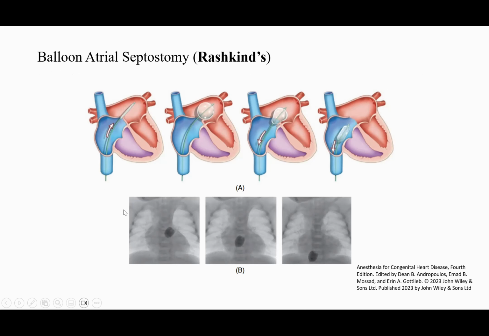This is the Rashkind operation. It is done under imaging or bedside with an echo. They insert a catheter through the femoral or the umbilical vein, and then pass it through the PFO. They inflate the balloon and then forcibly pull the catheter to tear open the interatrial septum.